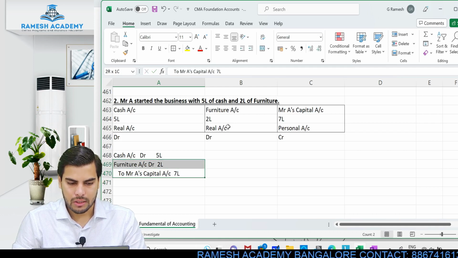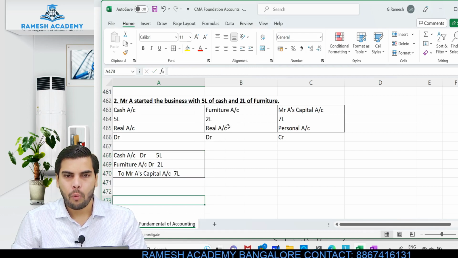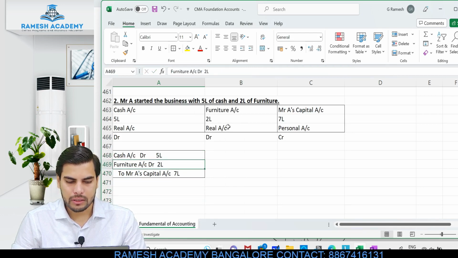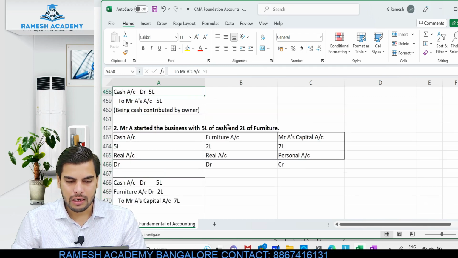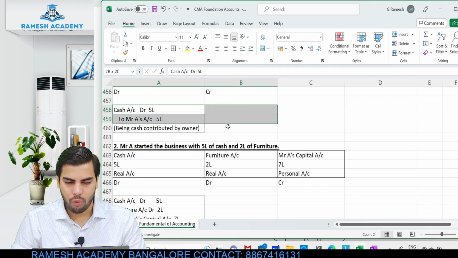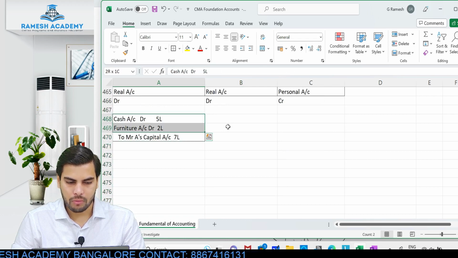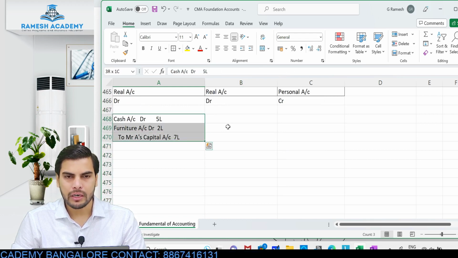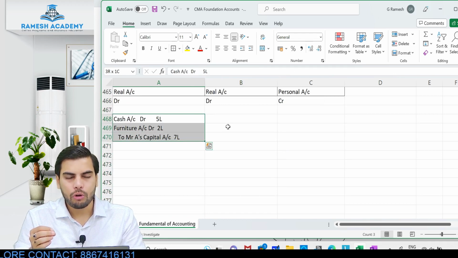$7 lakh. Okay, so this is how the journal entry will be passed. Clear? Now, what do we call this type of journal entry? Look at this. Here we have got more than one debit, right? Earlier we had only one debit, one credit. But here we have got more than one debit. So those types of journal entries wherein you will come across either more than one debit or more than one credit, you will be calling it as compound entries.